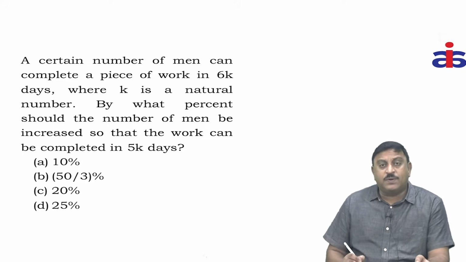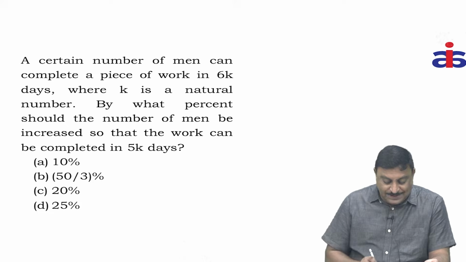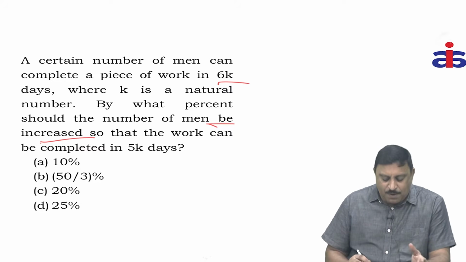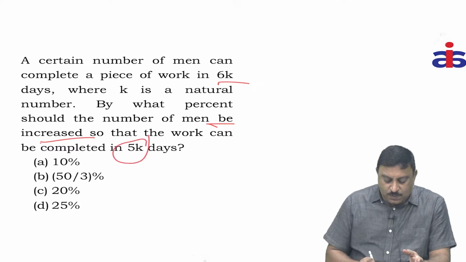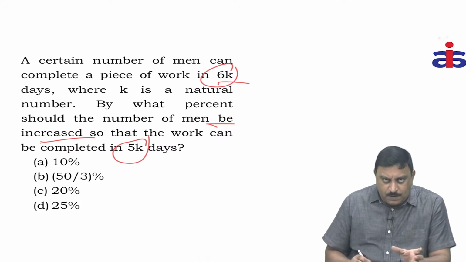Yes, this question is very good. That is an attempt made by the examiner. See this one: a certain number of men can complete a piece of work in 6k days, where k is a natural number. By what percent should the number of men be increased so that the work can be completed in 5k days? The point is there is actually no meaning in giving k as a constant like that. They want to make a little bit of confusion, that's all.